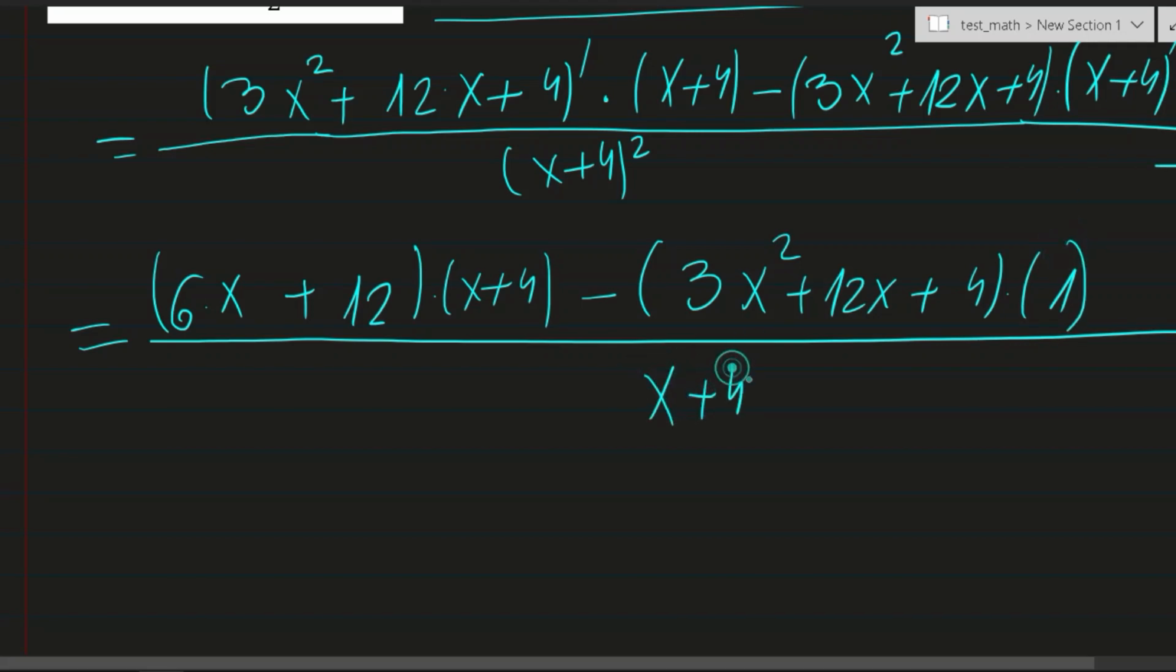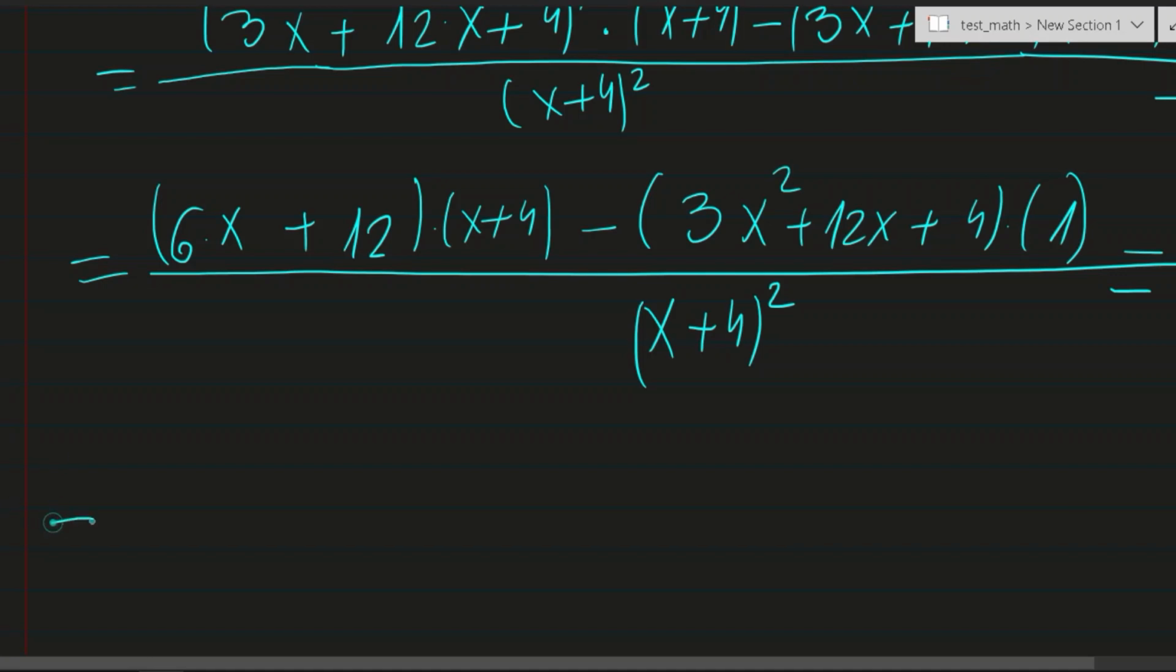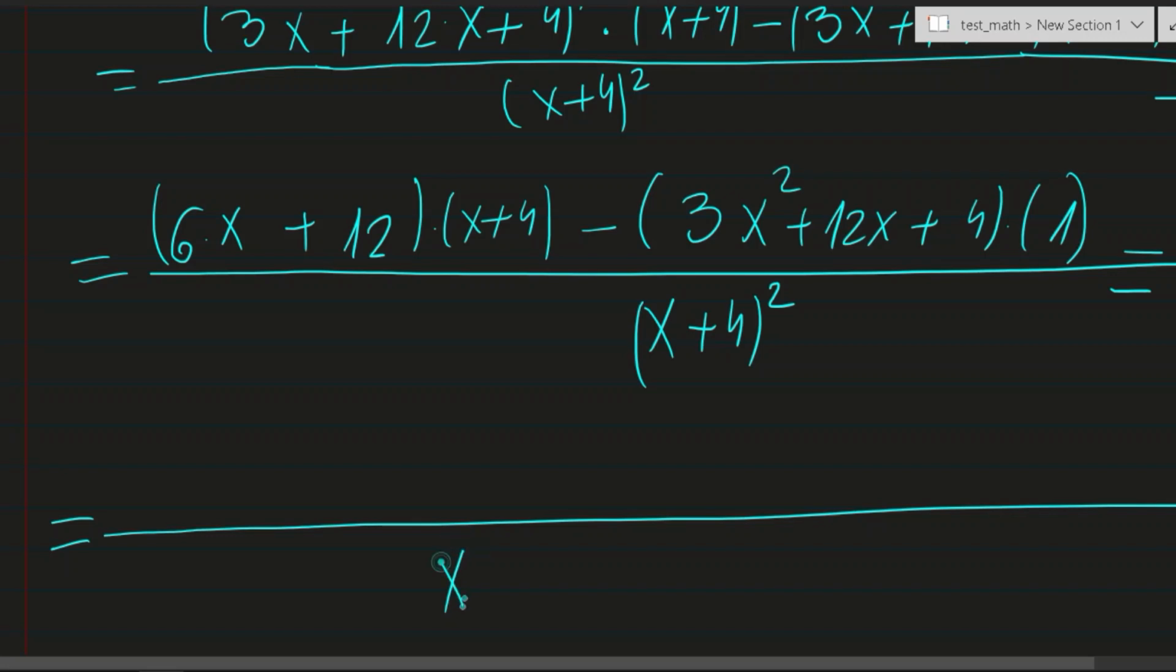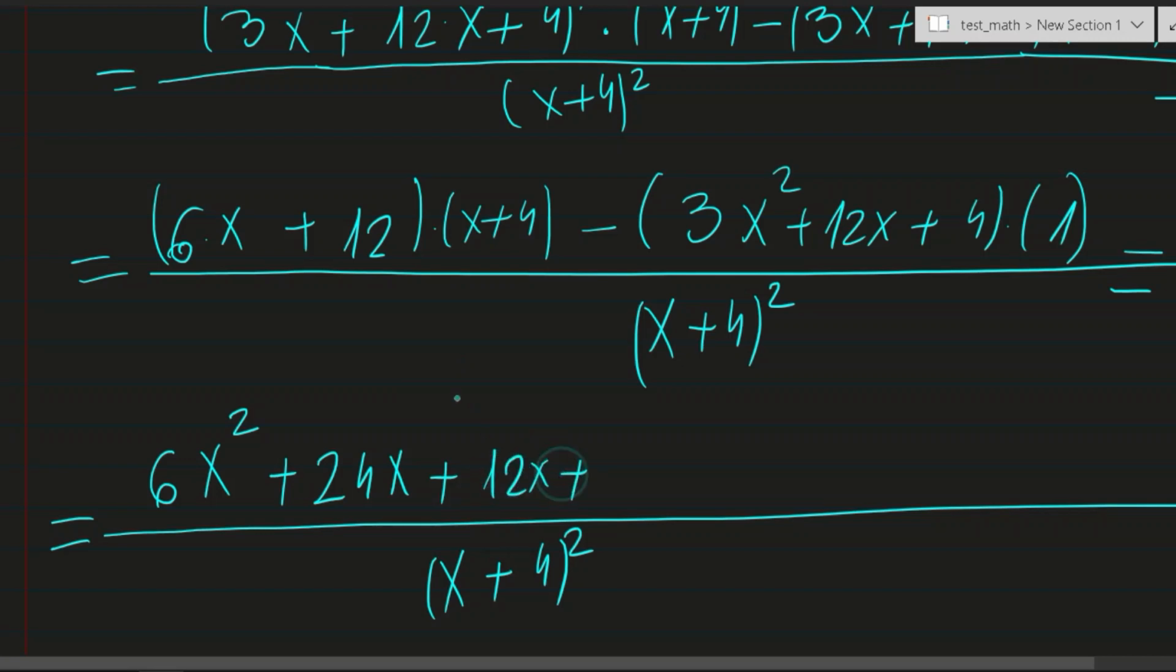We have here in the denominator. Now here we're going to multiply this monomial 6x with this x, it is 6x to the power of 2, plus 6 multiplied by 4 is 24x, plus 12x plus 12, 4 multiplied by 2 is 8, 1 multiplied by 4 is 4, minus, this minus will multiply all this polynomial, 3x squared minus 12x minus 4.